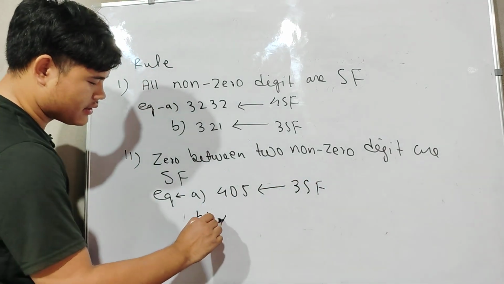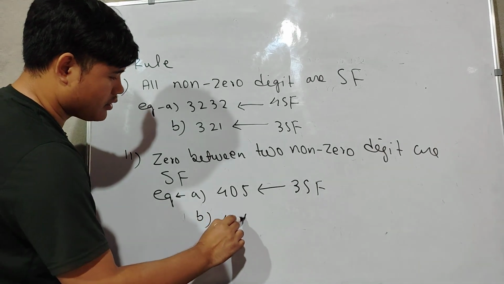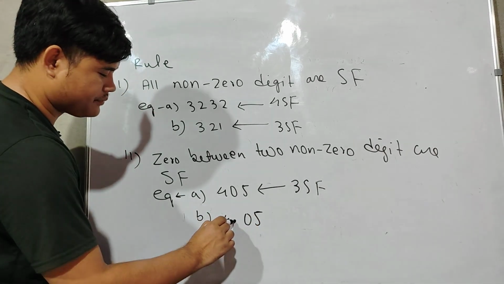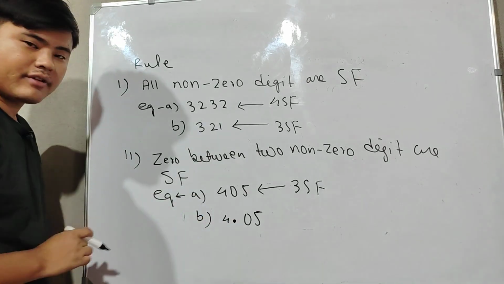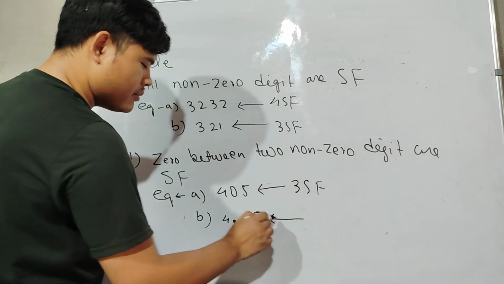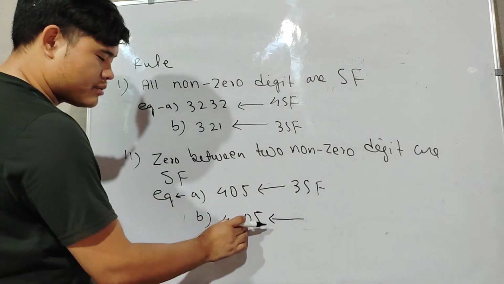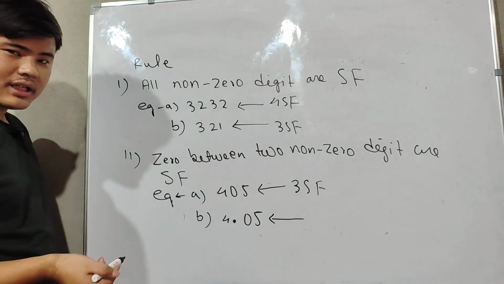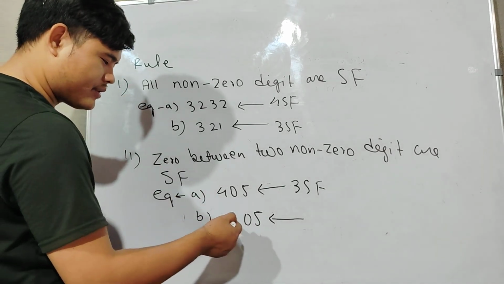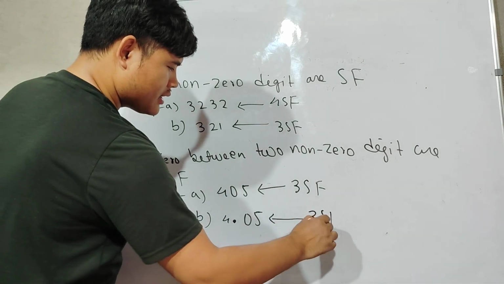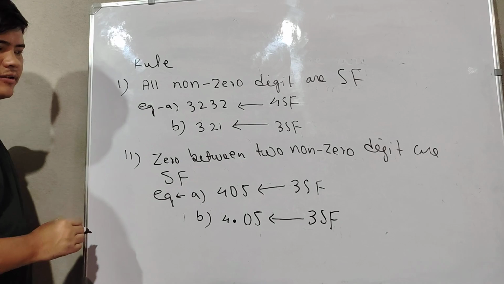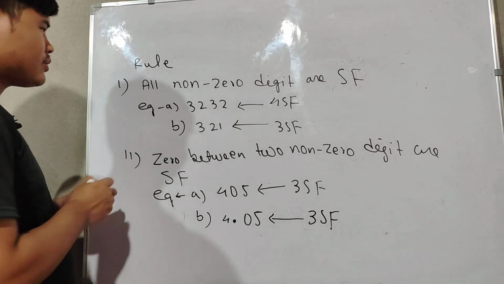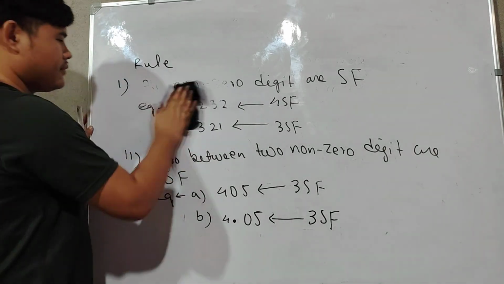Example B, if we have 4.05, this 0 is again between two non-zero digits, so this 0 will be counted as a significant figure. So here also, how many significant figures? 3 significant figures.